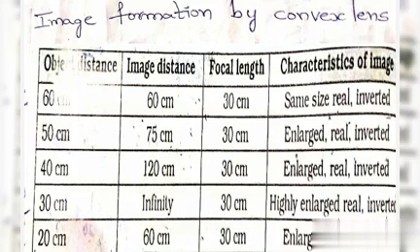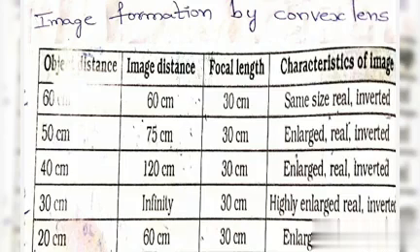Now, the object is at the center of curvature, which is 60 centimeters. So what is the focal length? The focal length is half, which means the focal length is 30 centimeters. Focal length is 30 centimeters, center of curvature is 60.